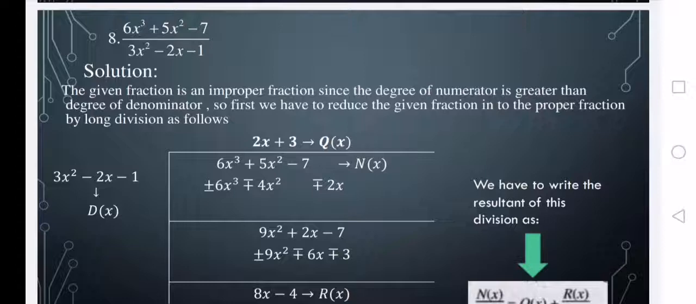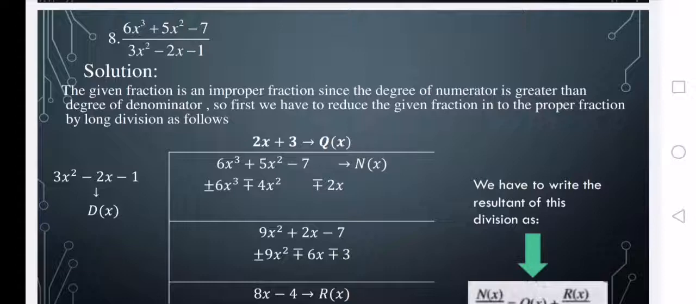Now 2x into minus 2x is minus 4x square, and 2x into minus 1 is minus 2x. After changing the signs and doing the addition and subtraction accordingly, we get 5x square plus 4x square is equal to 9x square, then plus 2x, and then minus 7. Now 9x square is divisible by 3x square, so we are going to multiply each and every term of Dx by 3. So in the quotient along with 2x we write plus 3.